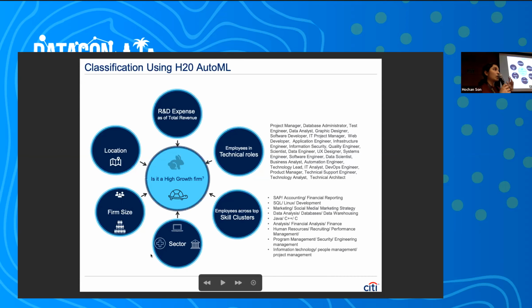Okay, so now we are talking more about the model. You can see I have highlighted a few important parameters that go into our model. Again, this is a classification model, more specifically binary classification. So it helps us to identify whether the firm is high growth or low growth. So there should be some threshold that goes into the model which tells the model whether the firm is high growth or low growth.